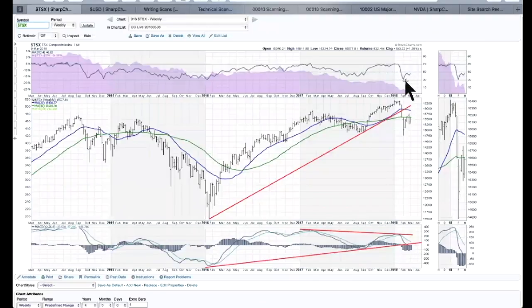But we did get a bear market signal on the chart, which is the RSI on a weekly chart goes down and touches the 30 level. And when that happens, it just means there's not enough buying support to hold the market up.